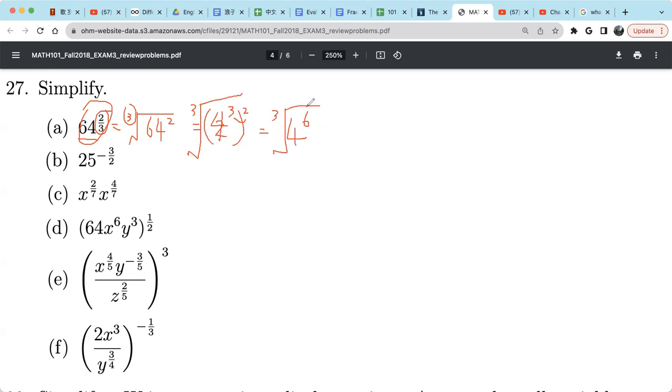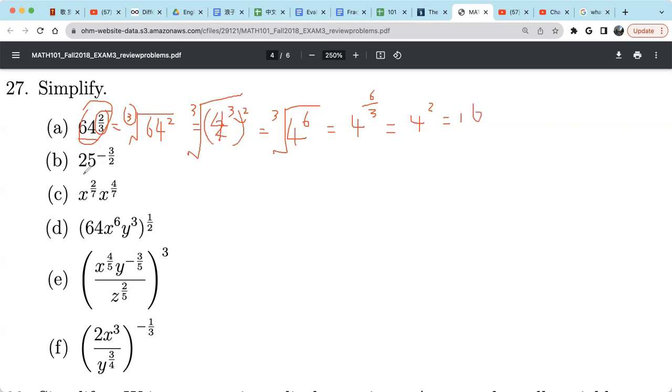We don't really have to do this, or we could do this. Then we can rewrite as rational exponents. The power is the numerator. The index is the denominator. Or 6 divided by 3, that's 2. So that's 4 squared, which is 16.